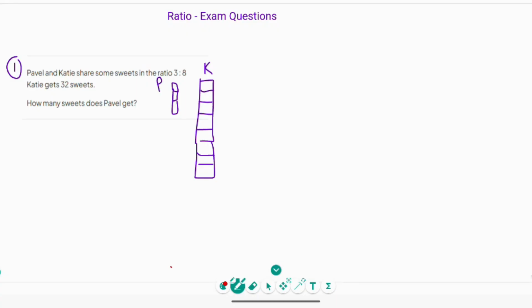Katie gets 32 sweets, not them both, it's just Katie, so it's just this part of the ratio we're referring to. 32 divided by 8 is 4, so each part here is worth 4. Every single box in this ratio is worth 4. Val has 3 boxes, so 4 times 3, and they have 12 sweets is the answer.